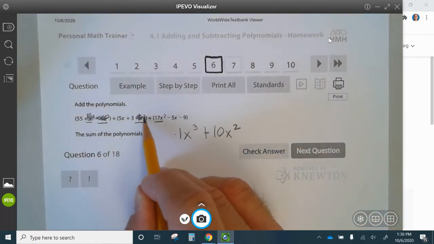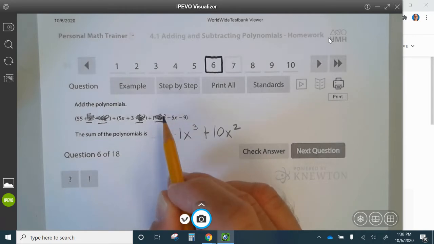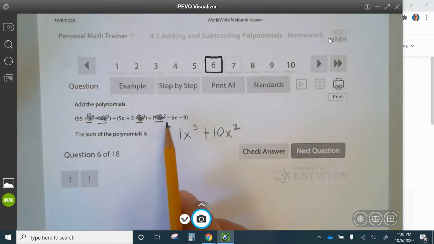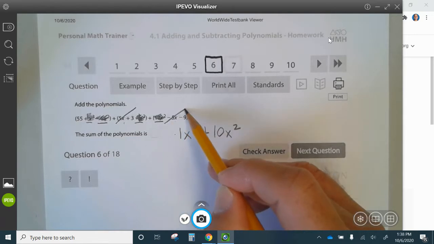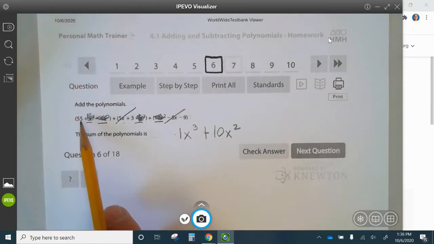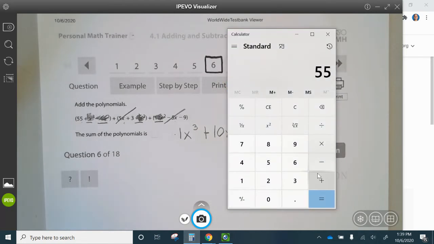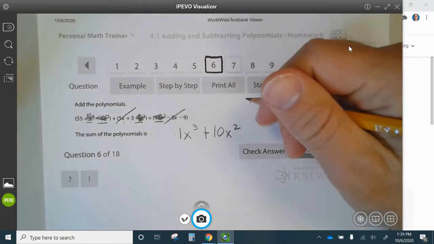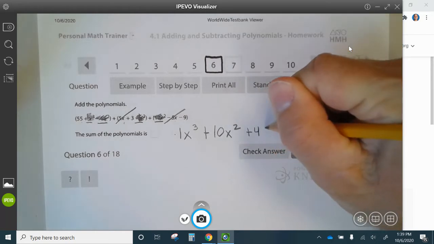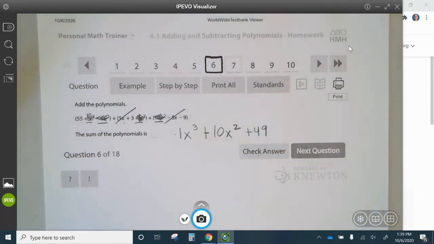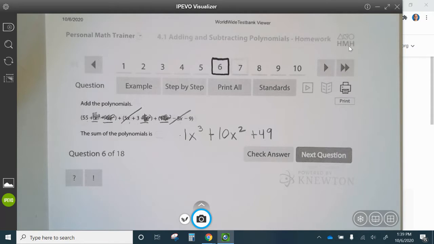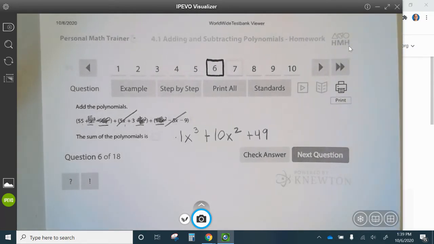We're done with this term. The next is the x's. Well, 5x minus 5x, that cancels. Now we're left with 55 plus 3 minus 9. 55 plus 3 minus 9 is 49. So that's plus 49. So the sum of the polynomial is 1x cubed plus 10x squared plus 49. All right, go ahead and finish up question number 6.